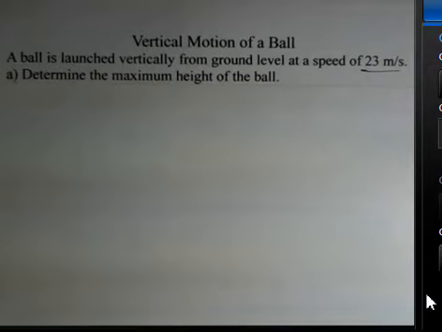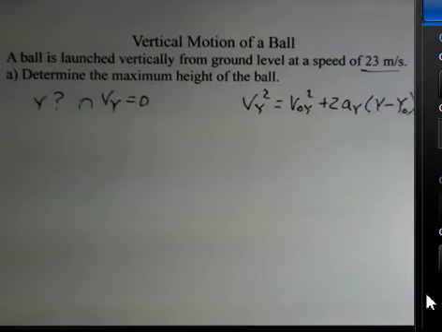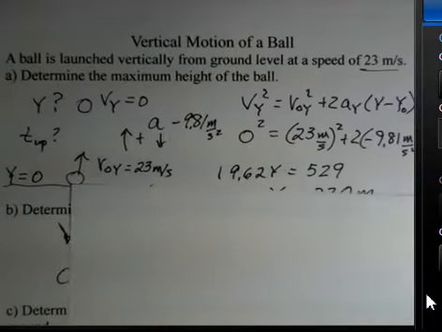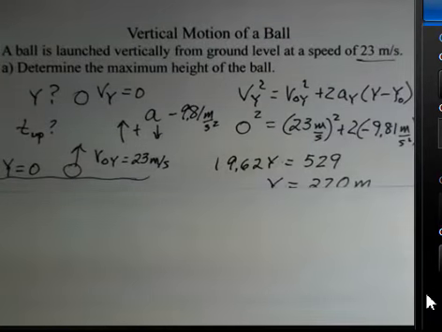In this example problem, we're launching a ball from ground level upward at 23 meters per second. Our first question is, how high does the ball go? We want to determine the maximum height. So you should make a drawing of this, and try not to reveal everything here.